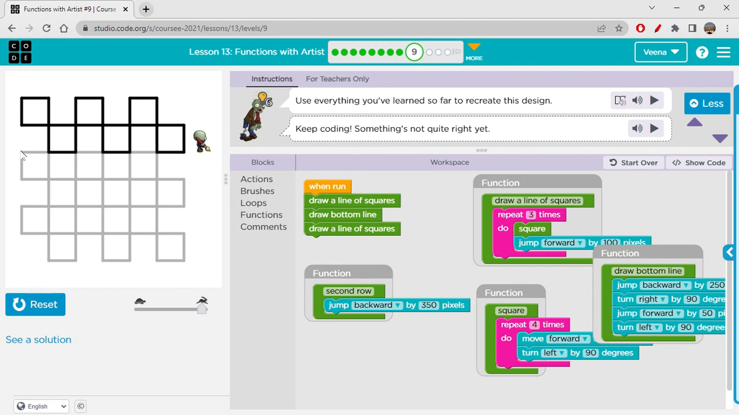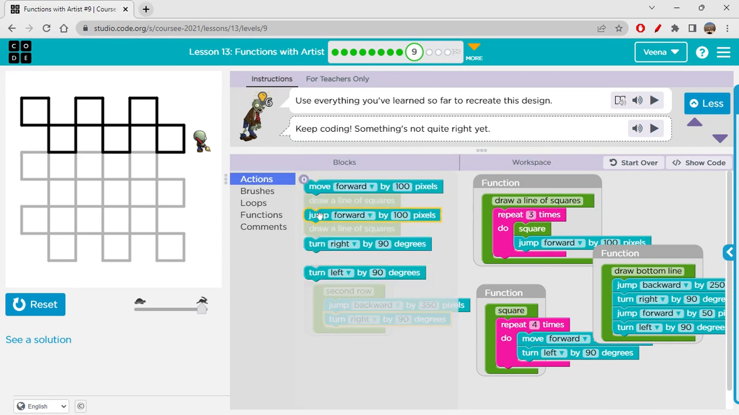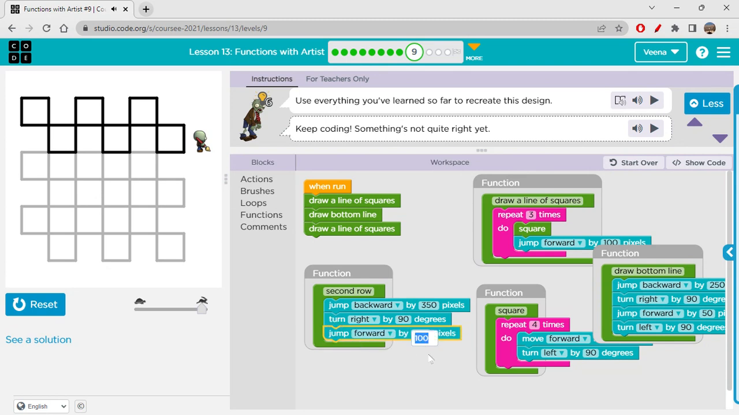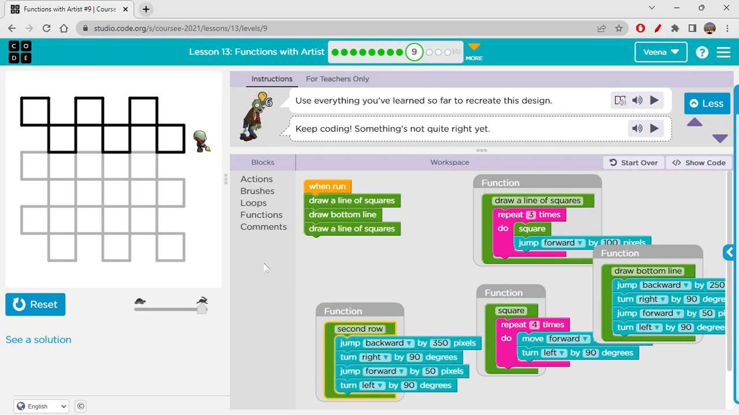So after coming here, first turn right, okay? So I'm just turning right by 90, so he'll turn right like this. Then jump forward by 50, okay? So jump forward by 50, then turn left. So turn left by 90. So this second row, we have to call this second row: jump backward, turn right, jump forward, turn left. Only this thing is changing. This 250 and 350 is changing.